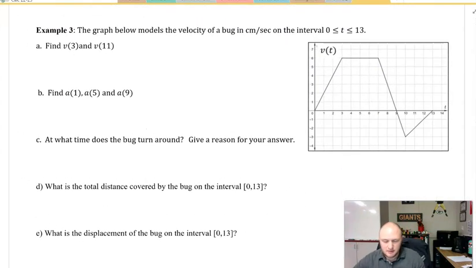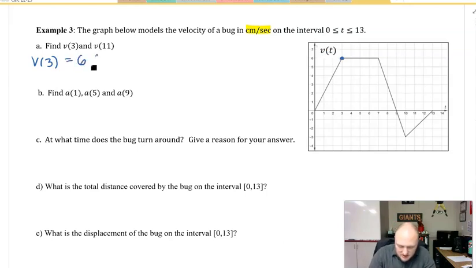Here is example number 3. They say the graph below models the velocity of a bug in centimeters per second. That's important. Centimeters per second on the interval 0 to 13. Okay, so they say find v of 3. Well, I'm given velocity. This is velocity that I'm looking at. So that's just the function value at 3, which happens to be equal to 6. And notice this is 6 centimeters per second.